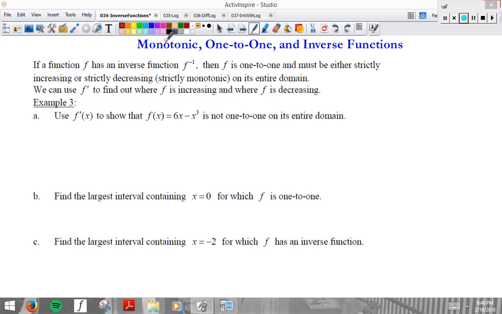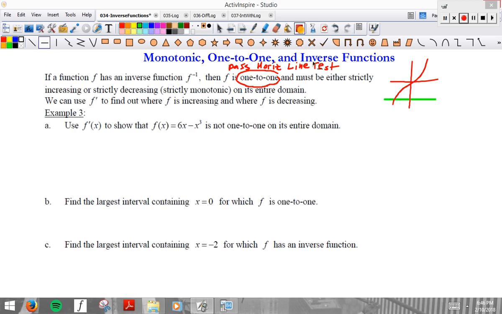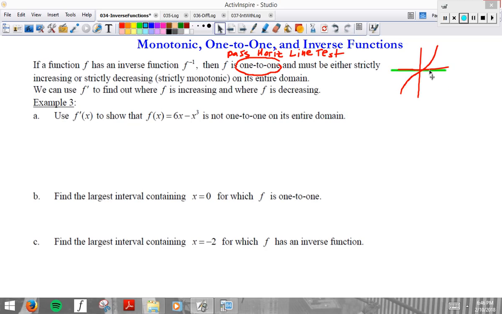If you don't remember what one-to-one means, it means we pass the horizontal line test. So a good example of a function that's one-to-one is our friend x cubed, something like that, because any horizontal line I draw can only hit this guy once. Okay?